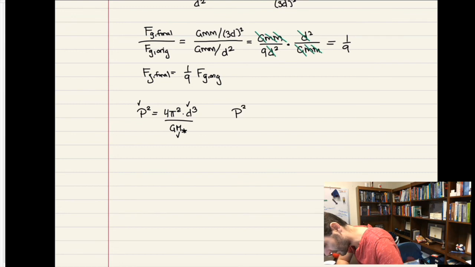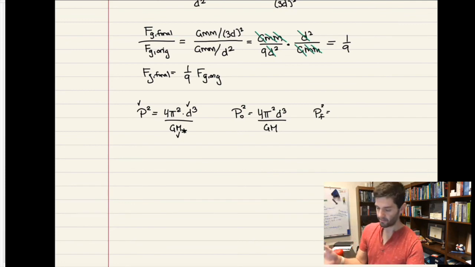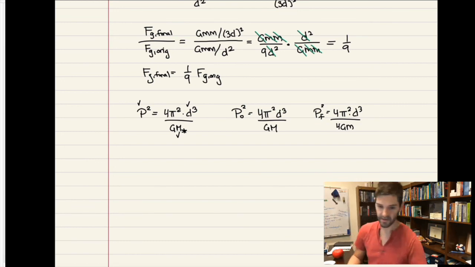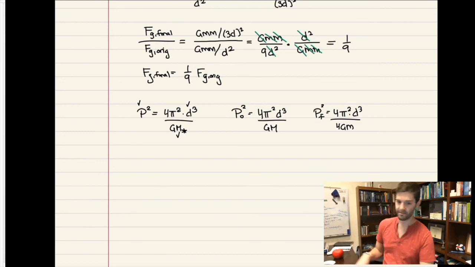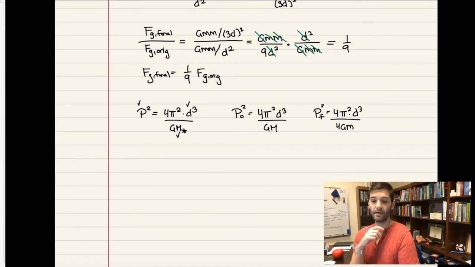Or I could say the square of the original period, which was 1 year, was 4 pi squared d cubed over GM. For the final setup, where the mass has been multiplied by 4, d has not changed, so I'll just write that as d cubed, but then the denominator becomes 4GM instead. The mass increased by a factor of 4. And now I just take the ratio of the two expressions.